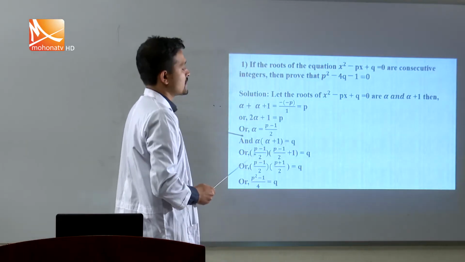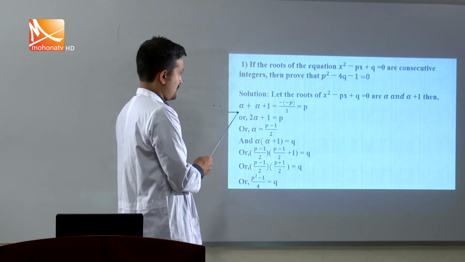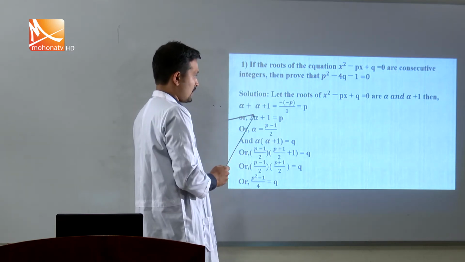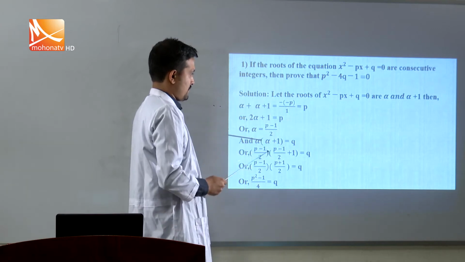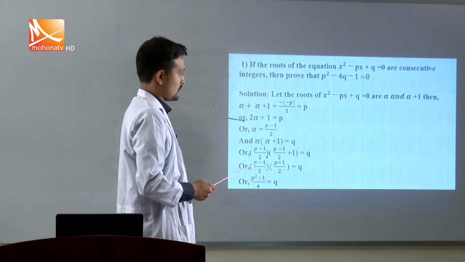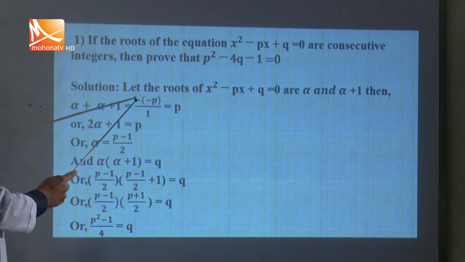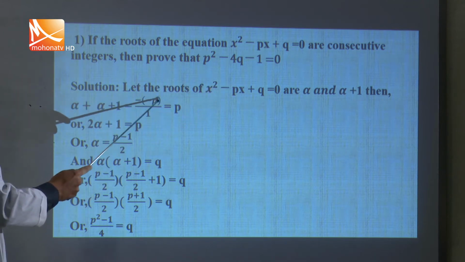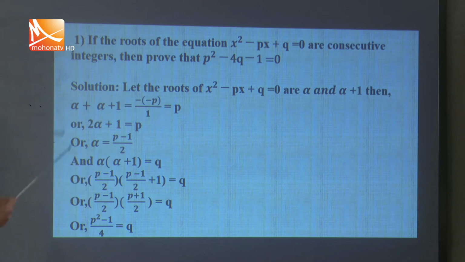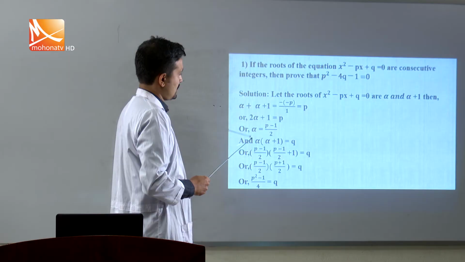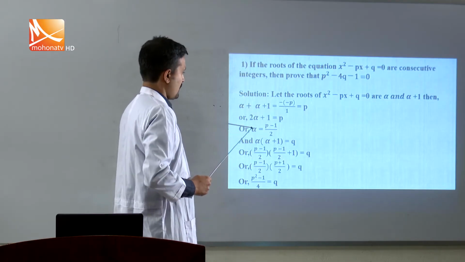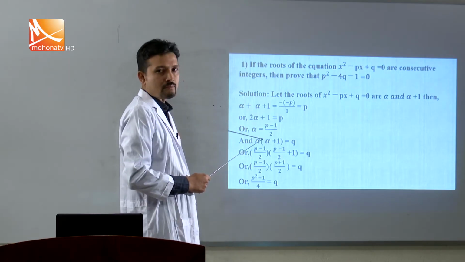We know that the sum of the roots is −b/a. For x² + bx + c = 0, the sum is −b/a, so here it is −(−p)/1, which equals p. Alpha plus alpha plus 1, that is 2 alpha + 1 equals p, or alpha equals (p − 1)/2. This is the sum of the roots, and the value of alpha is (p − 1)/2.